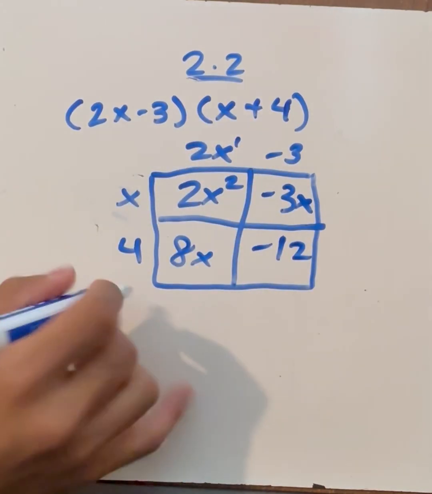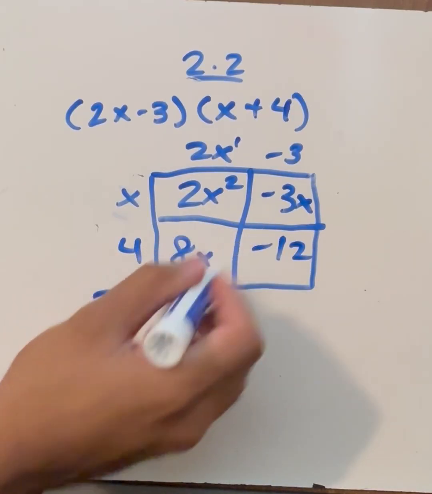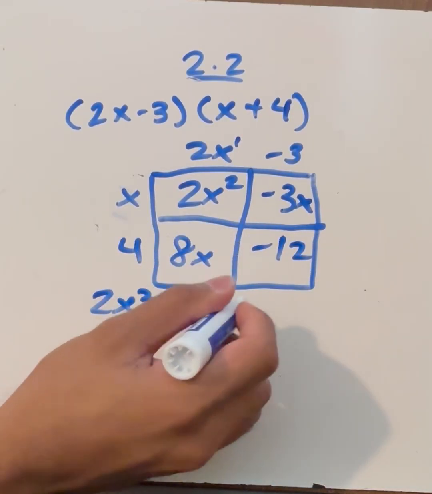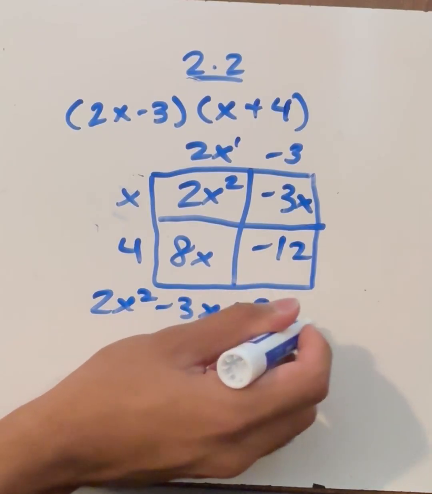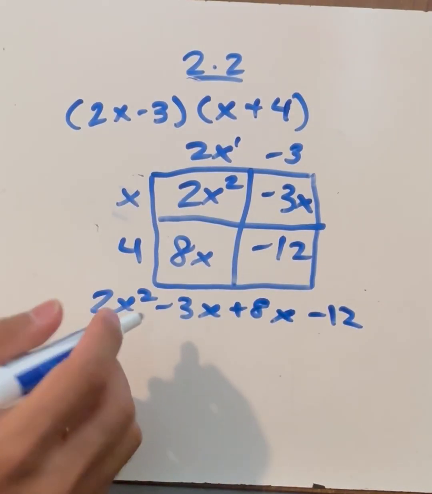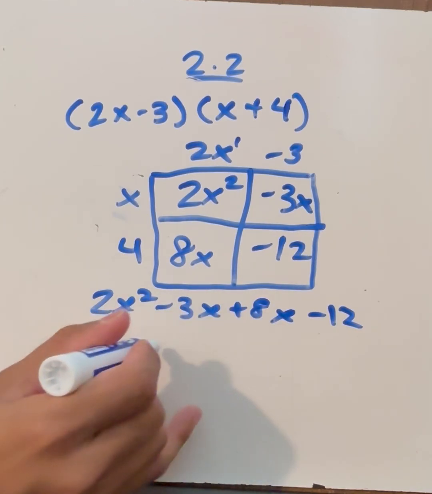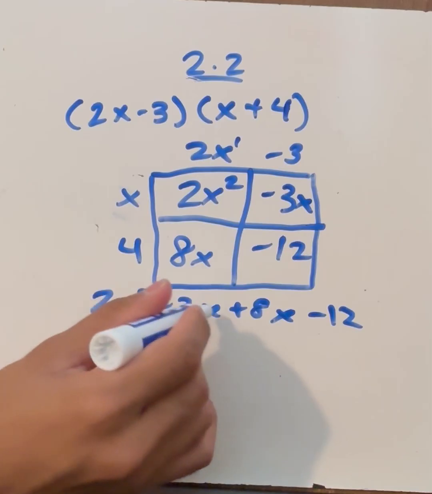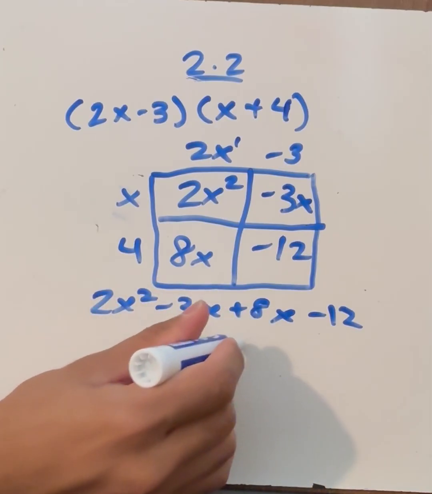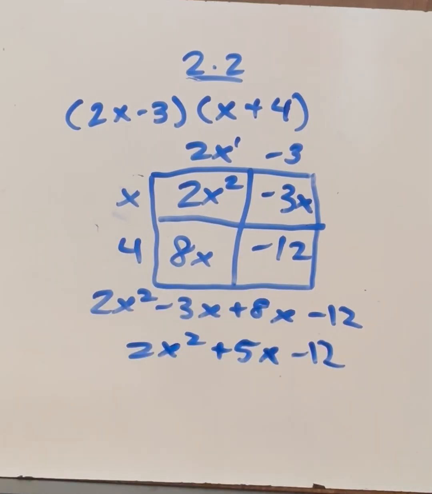So now we have 2x squared minus 3x plus 8x minus 12. To get a final answer, we just need to combine negative 3x plus 8x. So 2x squared, negative 3 plus 8 is 5, so plus 5x minus 12. And there's your answer.